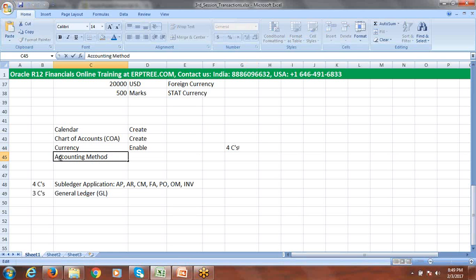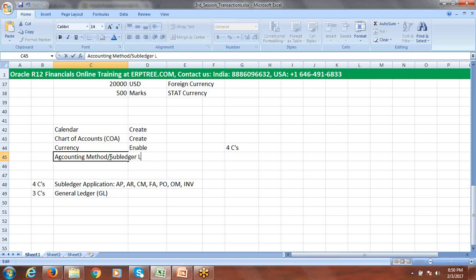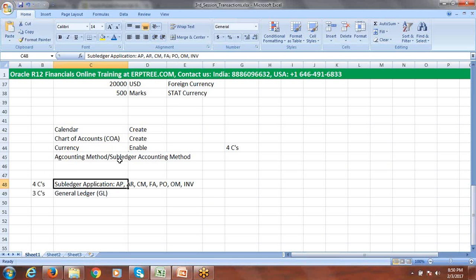And here let me add one more point. We'll get into what the accounting method is. We are very clear on calendar, we are very clear on the chart of accounts and currency, but what is this accounting method? I'll take you to a very detailed level when we are working on subledger applications. But for now, to give you a simple understanding, what is the meaning of accounting method? This accounting method, in other words, you can call the subledger accounting method. Accounting method or subledger accounting method, both are the same. The accounting method is what we use in subledger applications. That is the reason we call it the subledger accounting method.